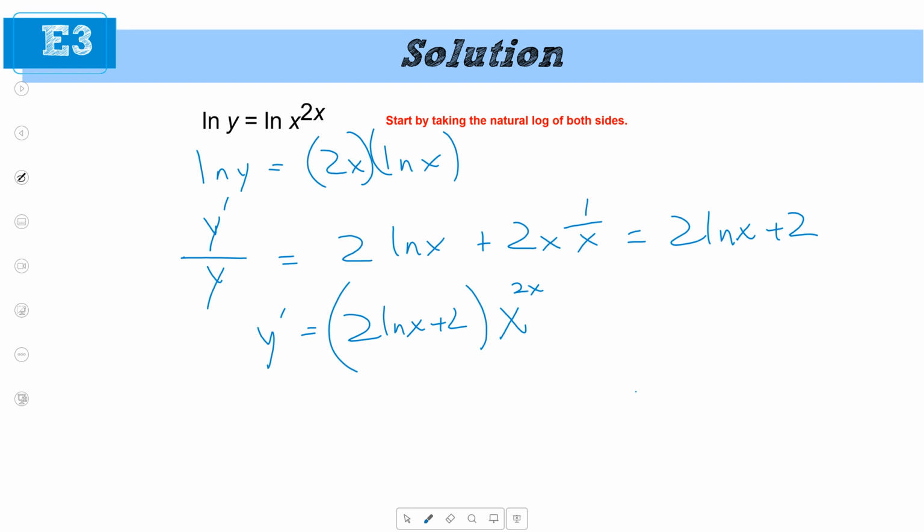Why is it y? Because of the y. I multiplied both sides by y. Because it's y prime over y. And then this one for y prime. To go from here to here, I multiplied both sides by y. So this should actually be y, but we know what y is. y is the original function. What happened to the LS?